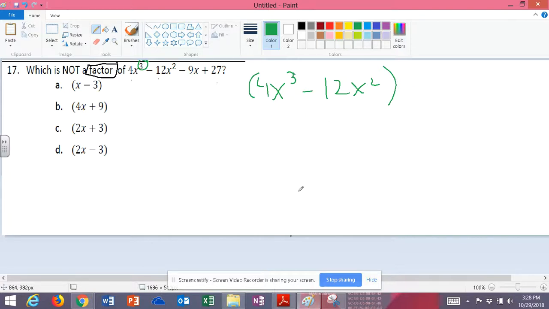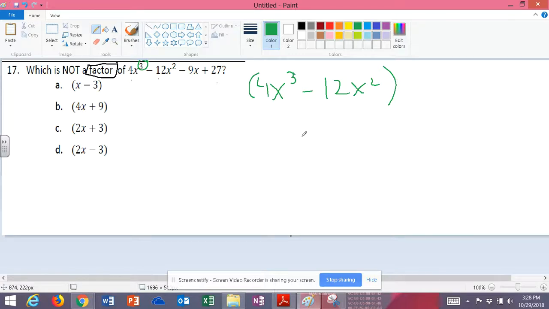Anyway, it says, which is not a factor of 4x cubed minus 12x squared minus 9x plus 27. So we see that word factor. That means we're factoring, even though it's asking for what's not a factor.